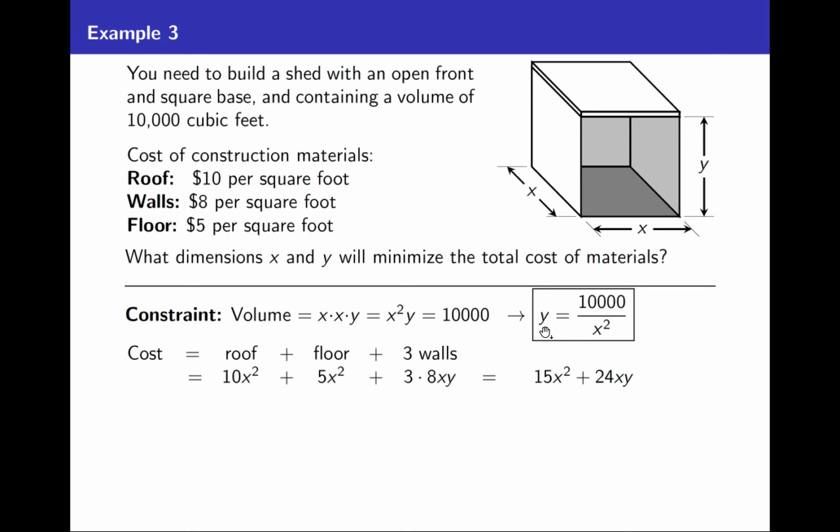Remember, our constraint gave us y equals 10,000 divided by x squared. So all we need to do is replace this y by 10,000 over x squared, and it's all x's at that point. So there we go. We got the 24x coming down here, and this y just got replaced by 10,000 over x squared. So good. Our cost function is now a function that has only x's in it, but we could clean it up by doing a little cancellation there. Cost is equal to 15x squared plus 240,000 divided by x.